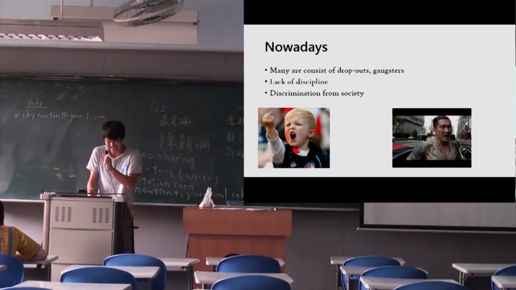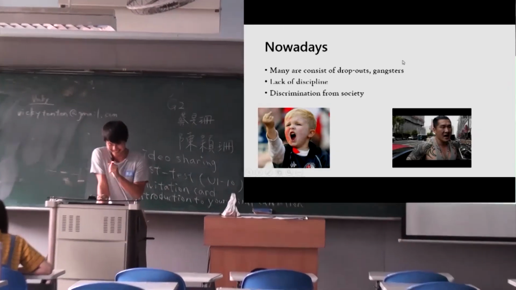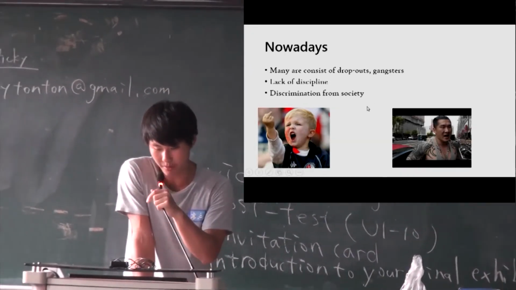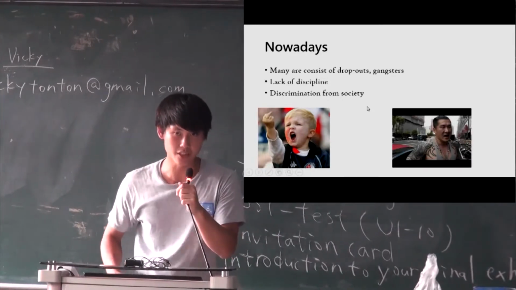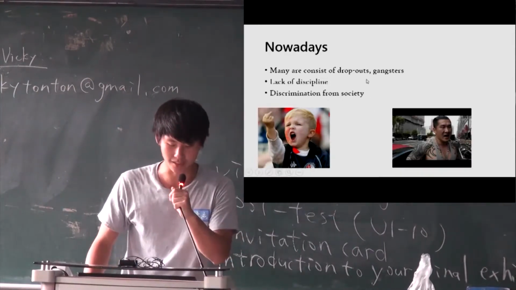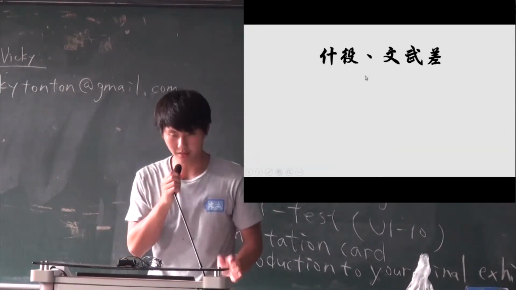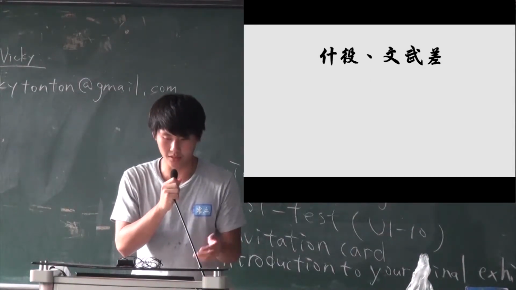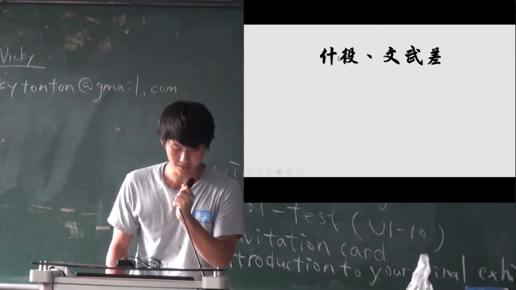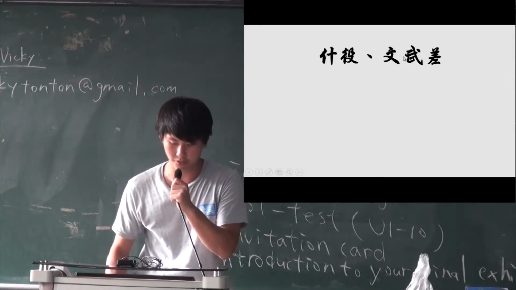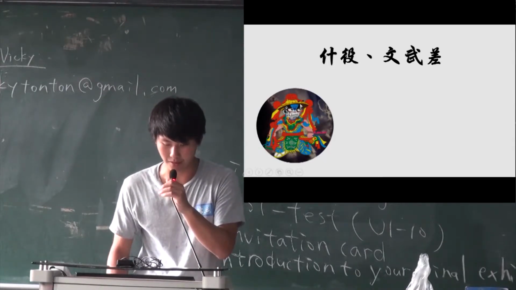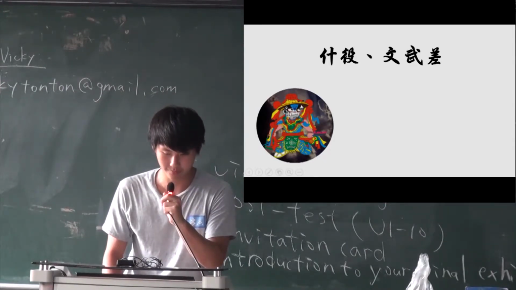Okay, then let's see. Nowadays, many 八家将 consist of dropouts and gangsters, and they lack discipline. So it leaves a bad impression on society, and so there is also discrimination from society against them. Yeah. So they really need to make some effort to reverse it. Okay.